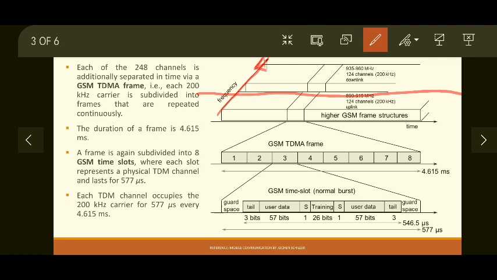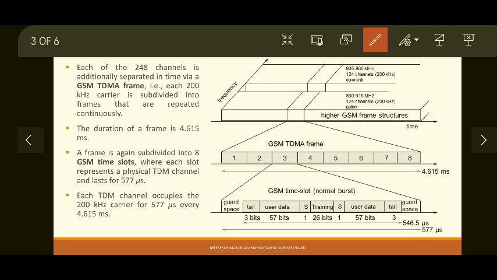Upper one is the downlink channel, lower one is the uplink channel. The downlink channel has a frequency from 935 megahertz to 960 megahertz. This is the GSM 900 band. Total 935 to 960 means 25 megahertz. This 25 megahertz is divided into 124 channels, each being 200 kilohertz wide.